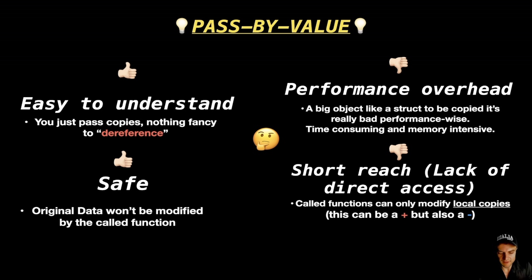So another negative part of passing by value is the short reach, right? You cannot do what with pointers you can. So this can be good, of course, because you have safety, but can be also bad because you're tied to your local frame. So this can be a plus or a minus.